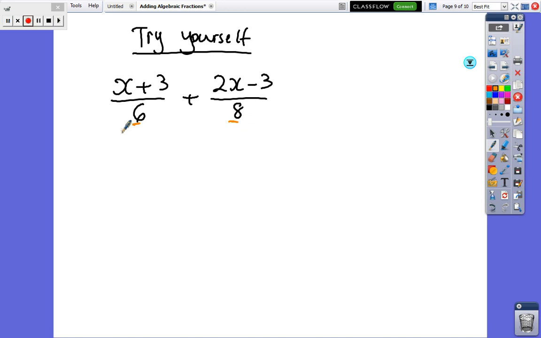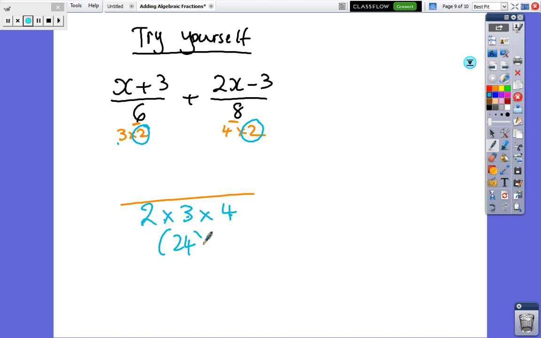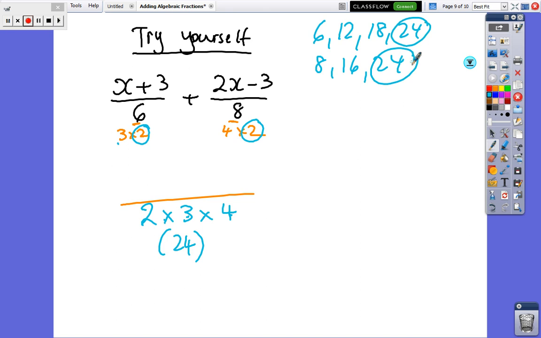Okay, so 6 is 3 times 2, 8 is 4 times 2, so we circle the 2s, so 2 is part of the denominator, and then we have every other number, so we need a 3 and we need a 4. So 2 times 3 is 6, 6 times 4 is 24, so the lowest common denominator is 24. Otherwise you go 6, 12, 18, 24, 8, 16, 24, and there's the 24 being the first number.